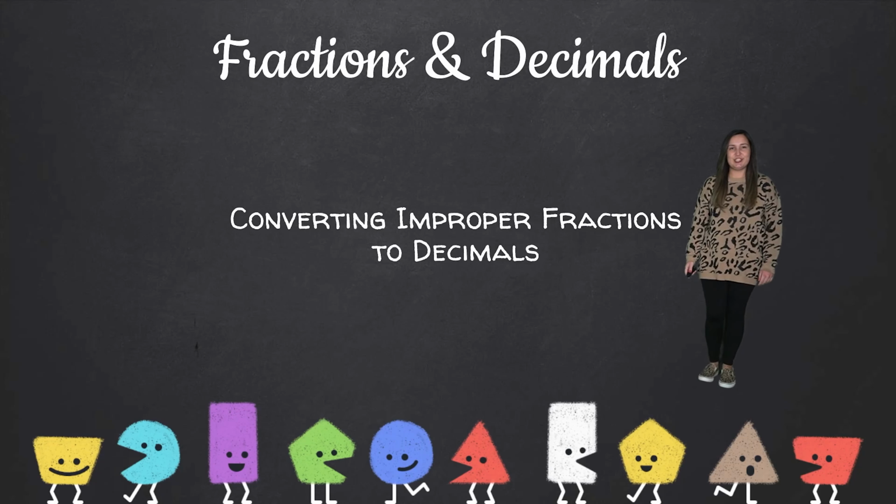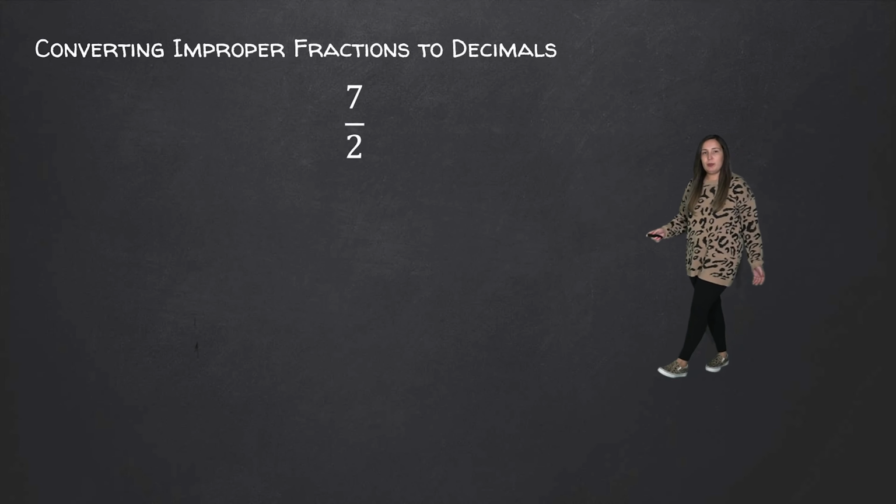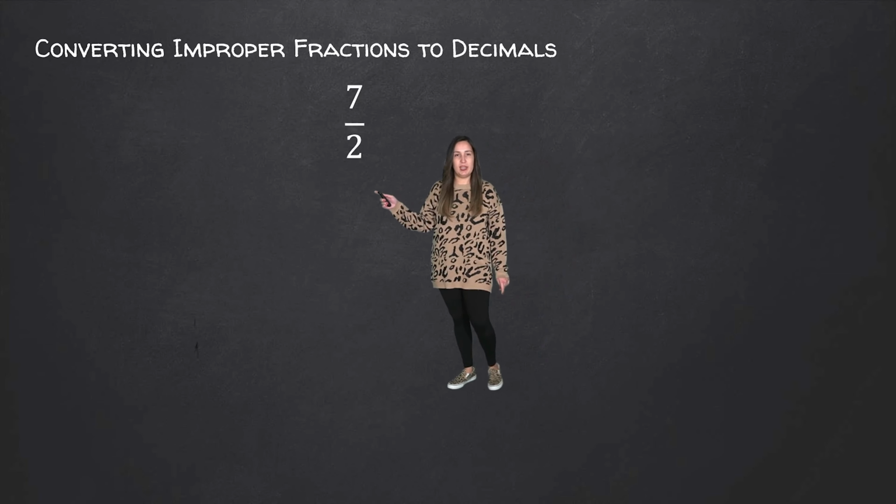Hello, mathematicians. Today we're going to be learning about fractions and decimals, and more specifically, converting improper fractions to decimals. Now, improper fractions are when the numerator is larger than the denominator. So that means that this value, if it's an improper fraction, is going to be greater than 1.